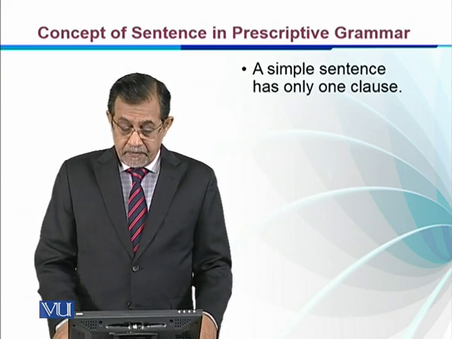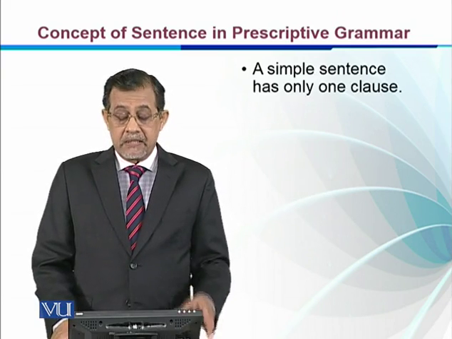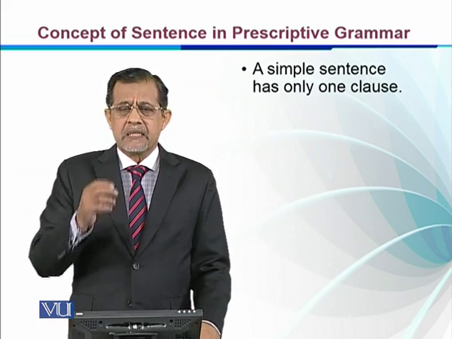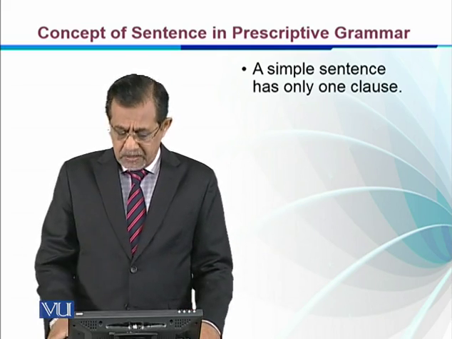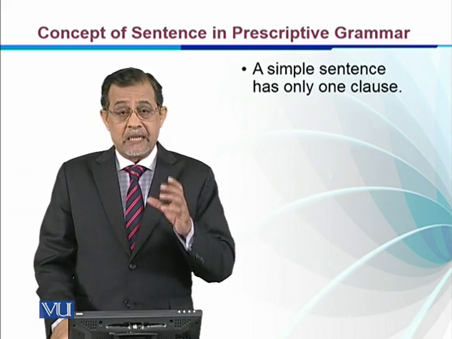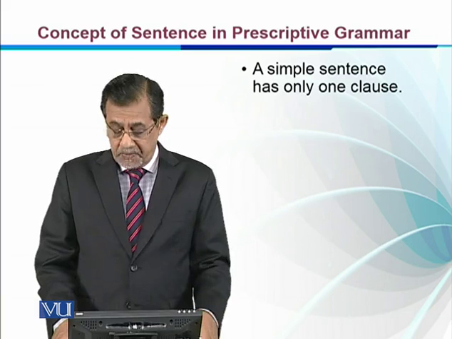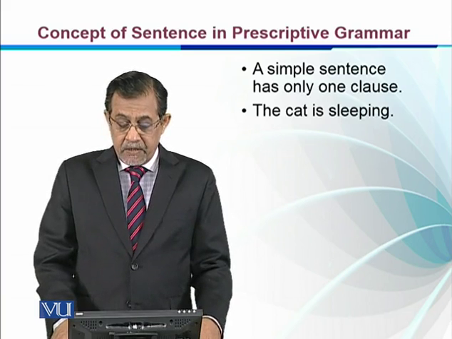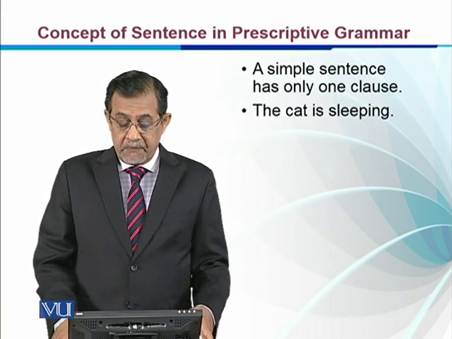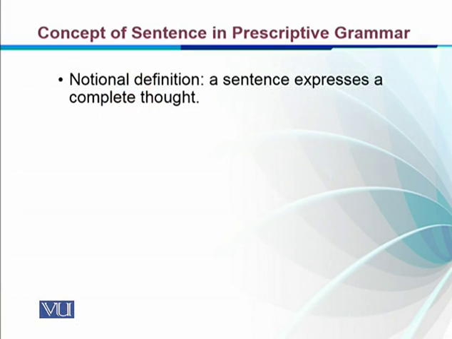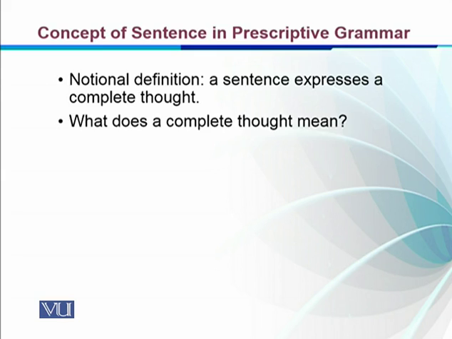So a simple sentence has only one clause. That's why we can say a one-clause sentence. A sentence must have at least one clause, otherwise it cannot be a sentence. Like "The cat is sleeping," a single clause sentence. Notional definition: a sentence expresses a complete thought. So this is a notional definition.